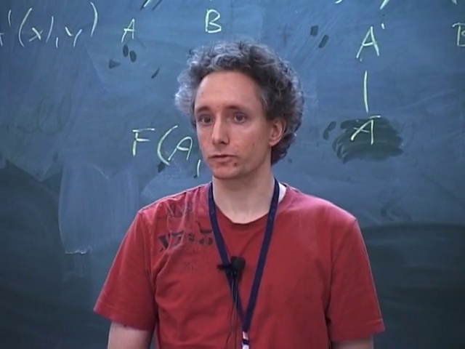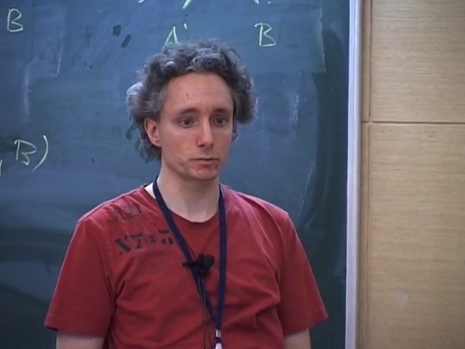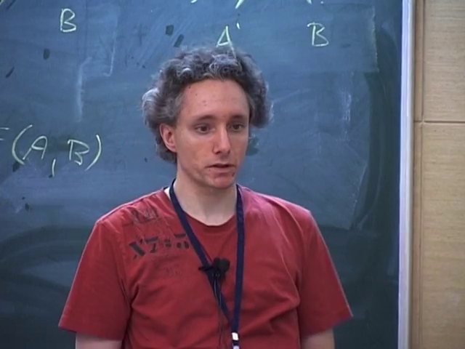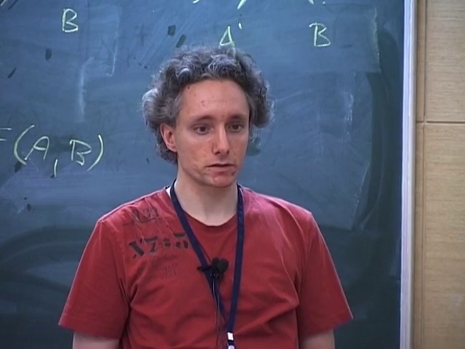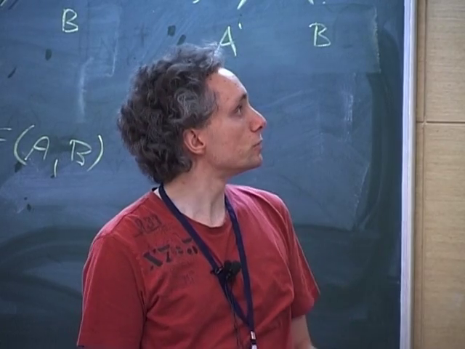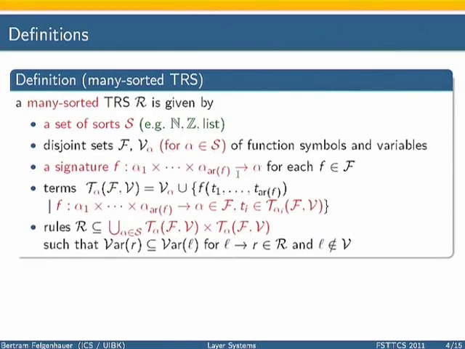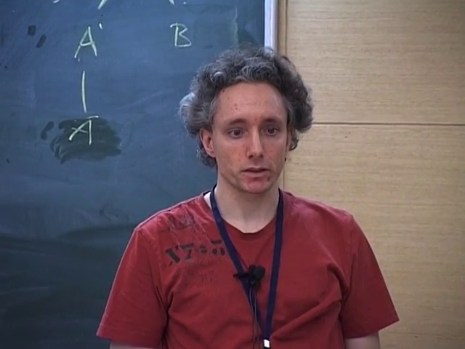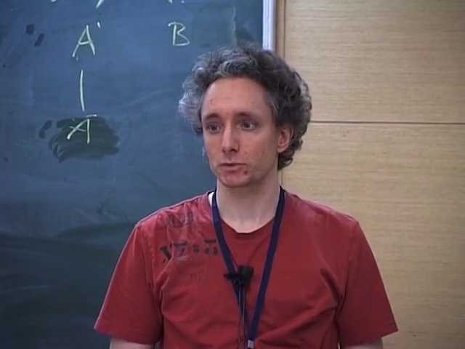And the definition of terms is then changed accordingly. We have terms for each given sort alpha, that is terms of that sort, which can be constructed from either variables of that sort or by applying a function with the right result type to terms of the correct argument types. So that's where the signature comes in. And I abbreviate the notation by saying that f of that signature alpha 1 to alpha n to alpha is included in F. And rules are essentially defined in the same way as before, with the restriction that the types of the left-hand side and the right-hand side must be equal.